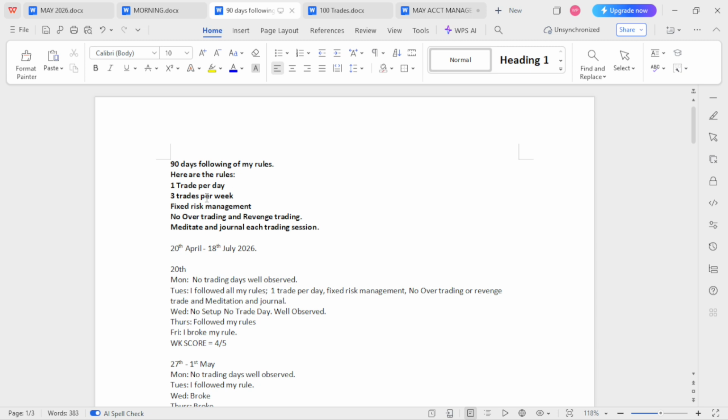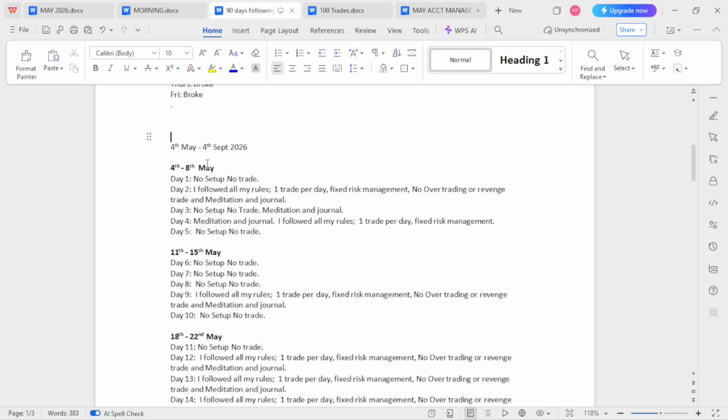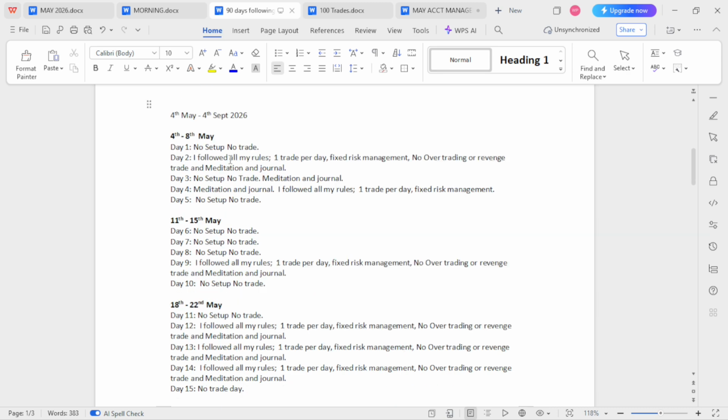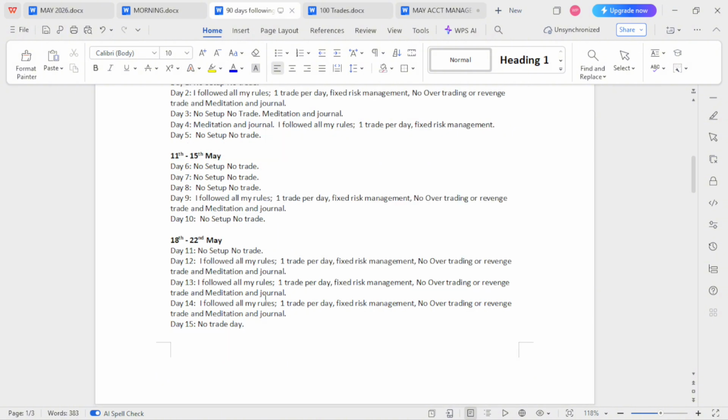Here are the rules I want to follow. One trade per day, three trades per week, fixed risk management, no over trading and event trading, and meditate and journal each trading session. As you can see, so far I've been following my rules. I set this journey so that I would be a consistent, disciplined trader who follows his rules.